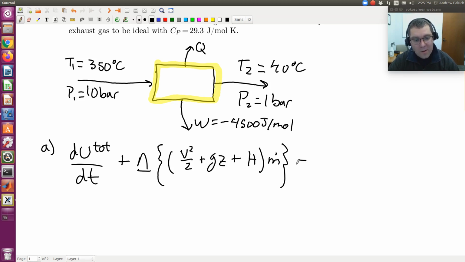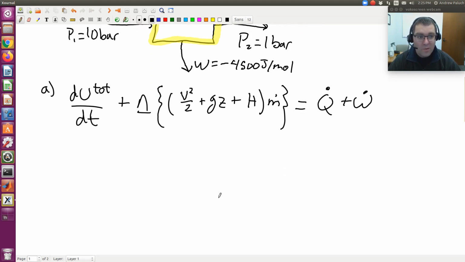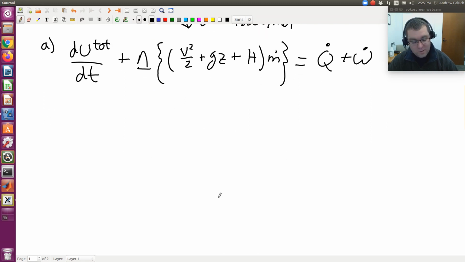All right, and that's going to be equal to, on the right-hand side, similar to our first law balance, I'm going to write Q dot plus W dot. The dots just indicate that this is a rate. So Q dot is going to have units of energy per time. If you think back to our first law balance for a closed system, Q and W typically had units of energy per mole or energy per mass. Here I'm going to take Q dot to be energy per time, which agrees with dU total dt. All right, so I start with my first law balance for my open system.